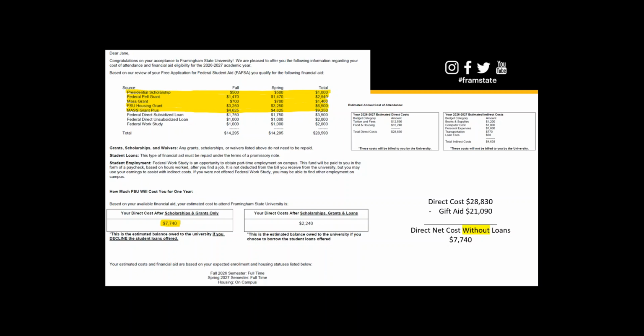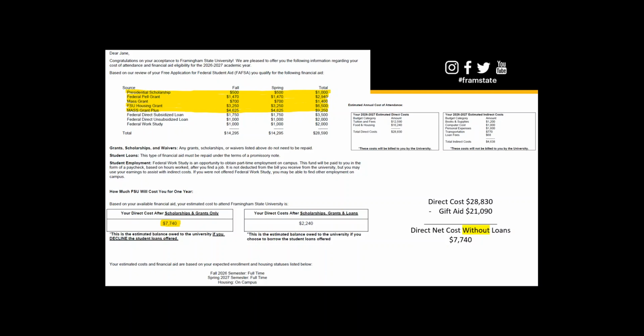And our room and board the average is going to be $16,240 for the year. And again, that's the average on the room and board. If you choose a standard double, it could be less expensive, but we use the average in the estimated direct cost figure.